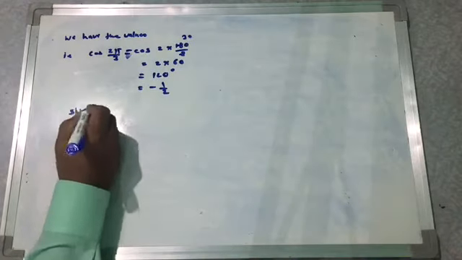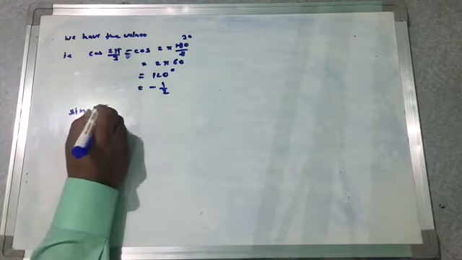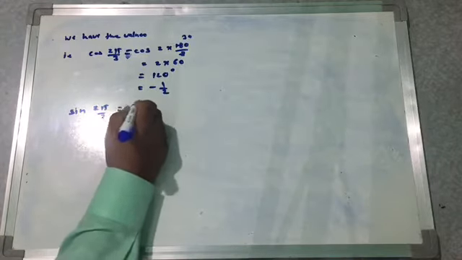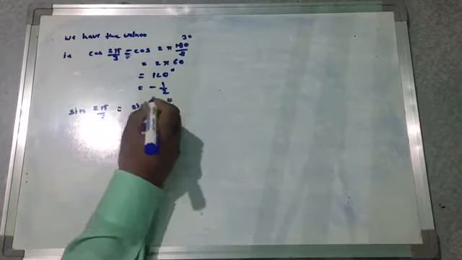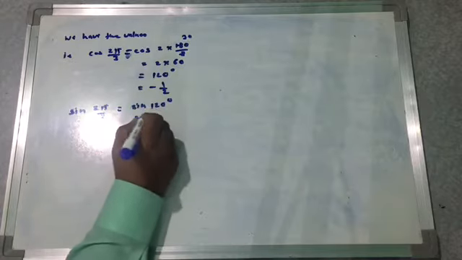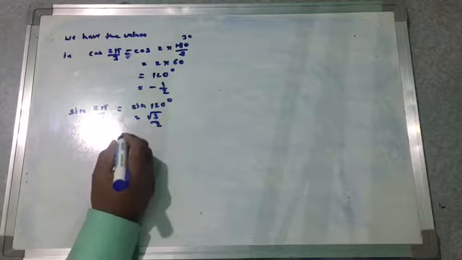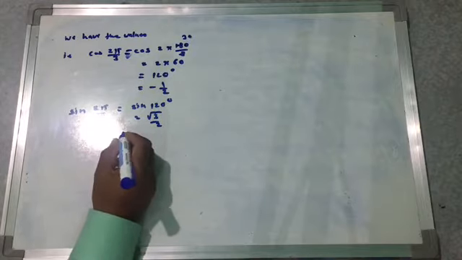Hence sine 2 pi upon 3 is equal to sine 120 degrees, which directly is equal to root 3 by 2. So in this manner we have the values.